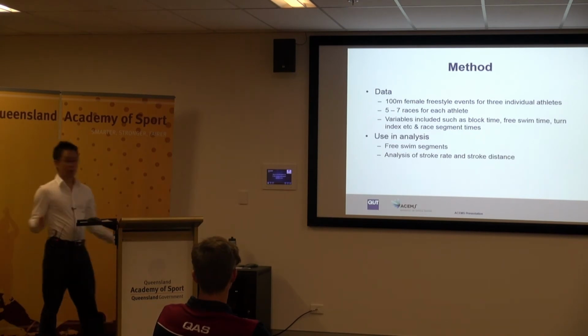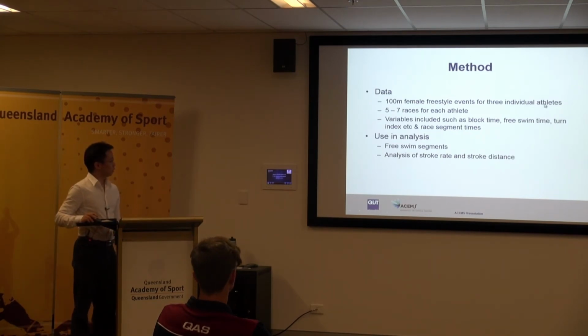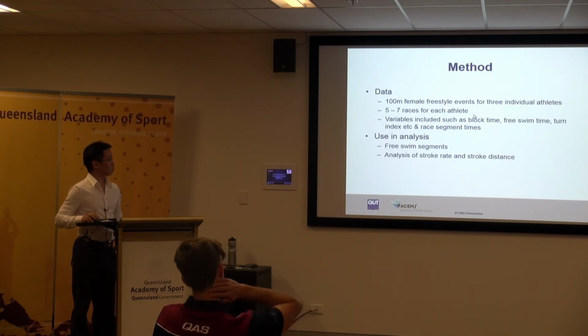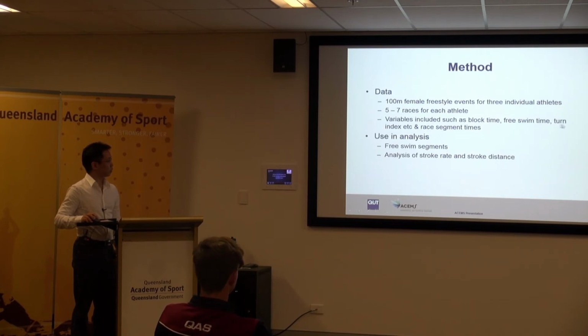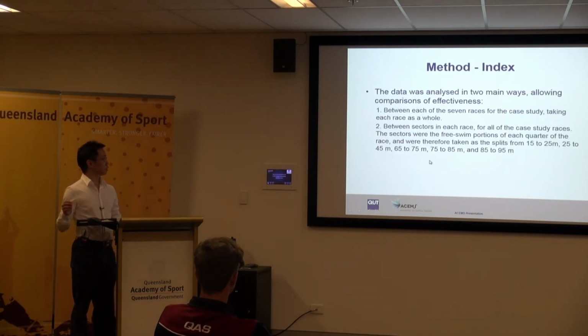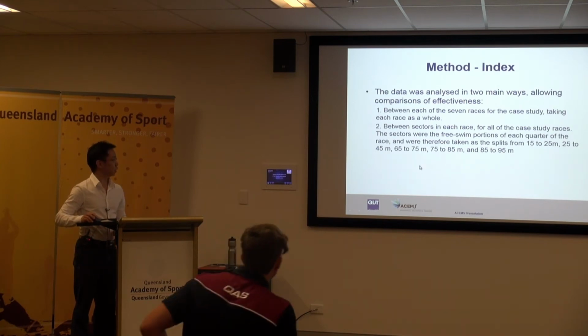He looked at a similar data set: 100-meter female freestyle events, 3 athletes, 5 to 7 races per athlete. The variables looked at included block time, free swim time, turn index, and so on. What he actually used, though, was just the free swim segments, and he analyzed stroke rate and stroke distance, looking at the race as a whole and also the individual segments. So those were the two different analyses.